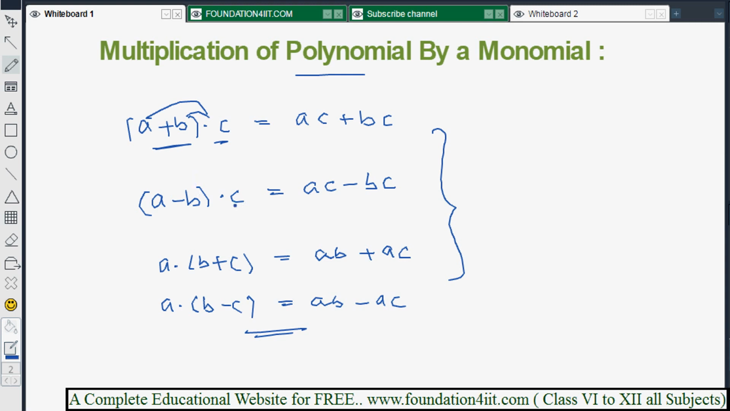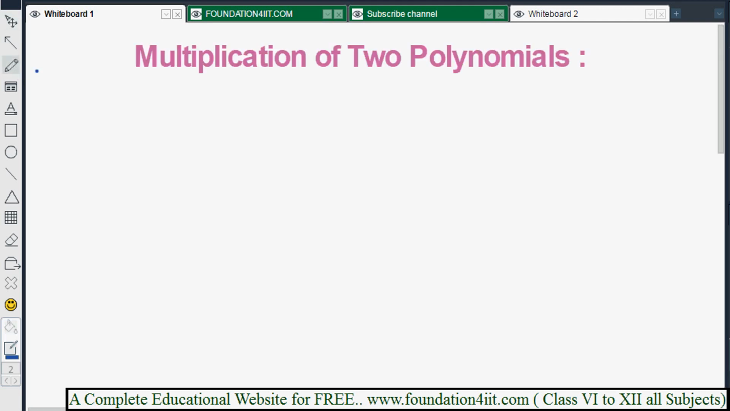Next I'll explain multiplication of two polynomials. Okay, two or more polynomials also. How to multiply, I'll explain. So we will see here multiplication of two polynomials. Whenever they give two polynomials, how to multiply them. Multiply each term of the multiplicand by each term of the multiplier and take the algebraic sum of these products. Now let me take one example so you understand clearly.